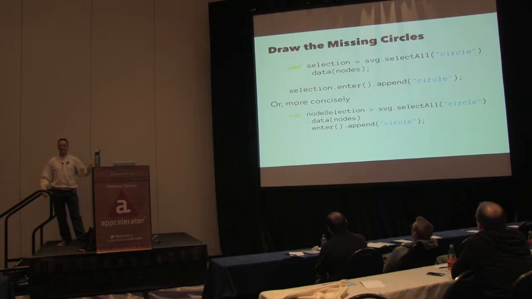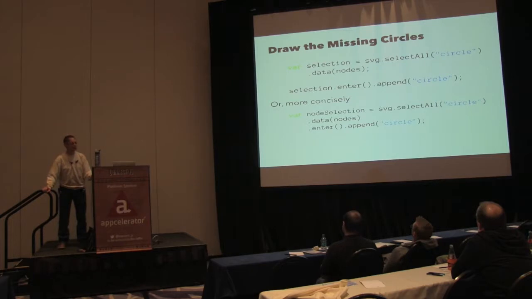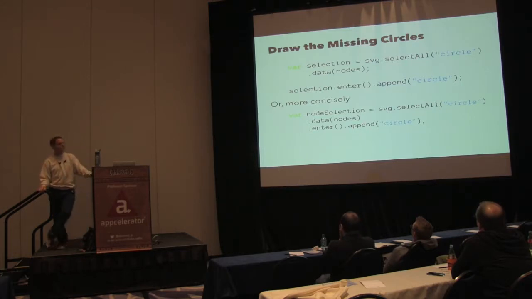Well, in our case, when we start off, that's the entire data set, because we don't have any circles. So all of our data objects don't have a DOM element associated with them. So when we do a selection enter, it's going to return, in our case, all 25 objects representing all 25 nodes. And then for each of those 25 objects, we append a circle. And that sticks the circle in the DOM.